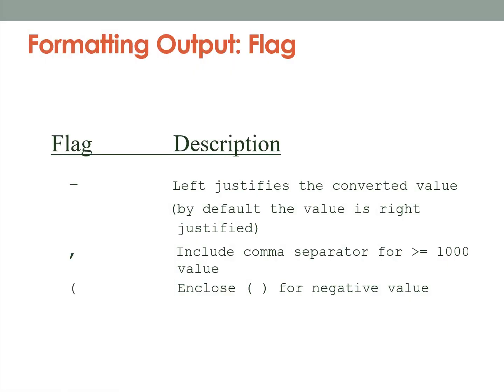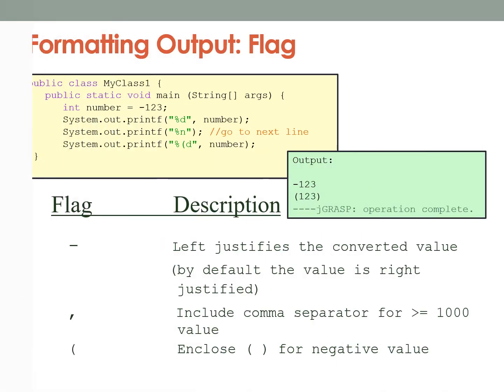We can also use flag where we have minus to left justify the value. By default, the value is right justified. We also have comma to separate for values larger or equal to 1000, and bracket to enclose for negative value. Let's look at the code here.